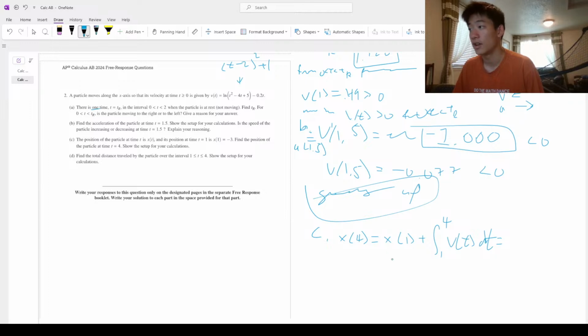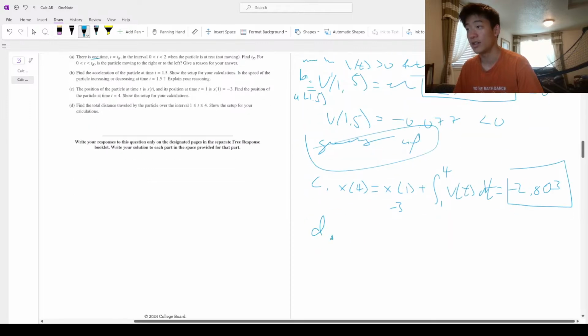x of 1 is equal to -3. So it's negative. Put in your calculator -3 plus math 9 from 1 to 4 of v of t. Just put y1 in dx, and then you get -2.803. I hope this is helpful for you guys. This is the entire setup.